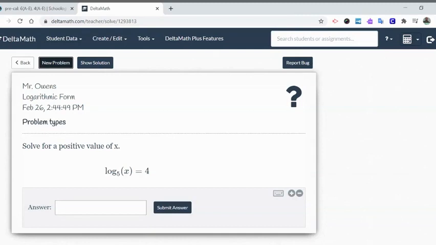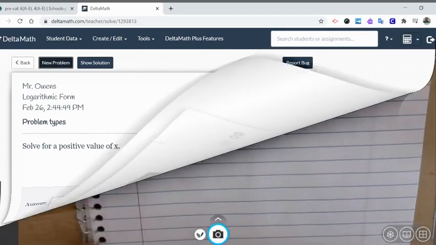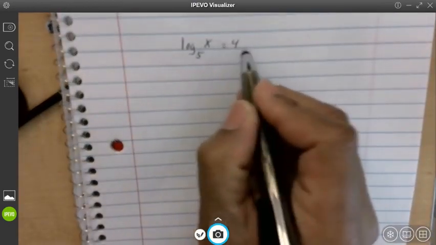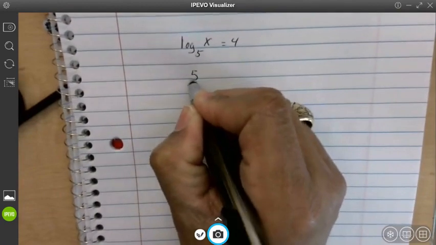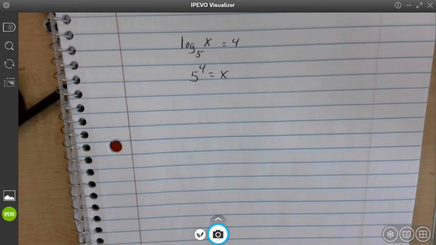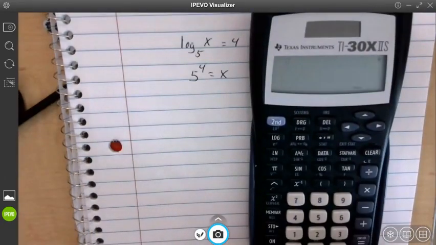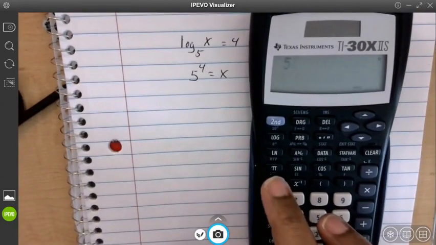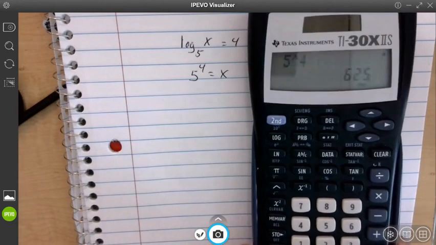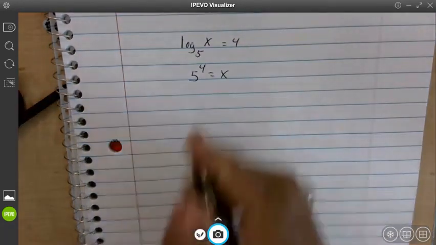Here's a log problem where they want you to solve for x. You see where the x is. I'm going to show you how to do that. When you have a log problem like this, the first thing you want to do is change to exponential. Just like we did before, we change this base and flip these two. So it'll be 5 to the fourth equals x. Now all we have to do is solve for x by raising 5 to the fourth power, and we get 625. So your x would be 625.